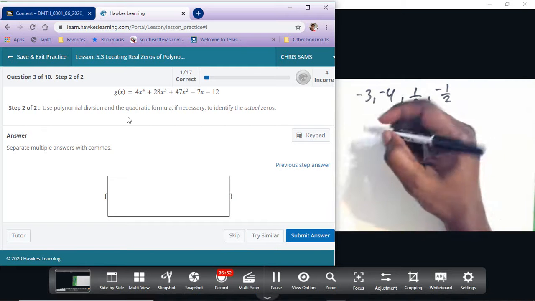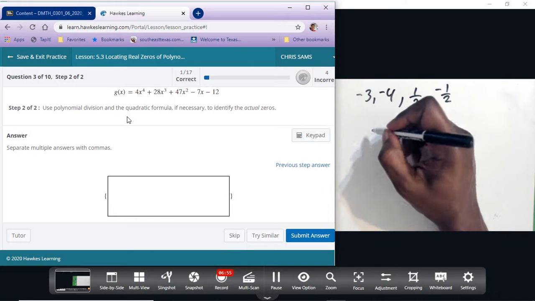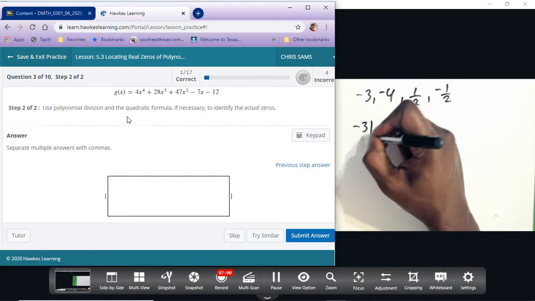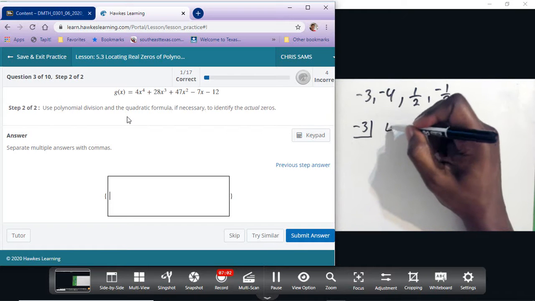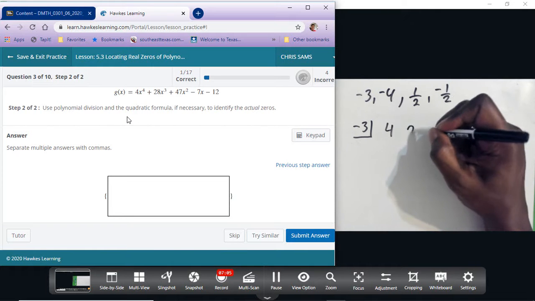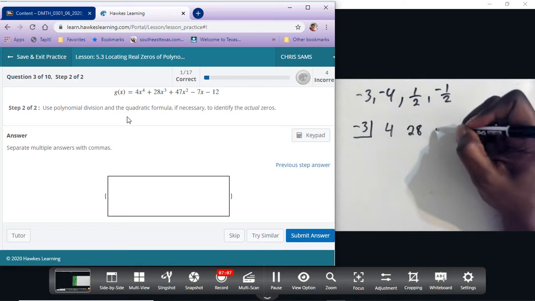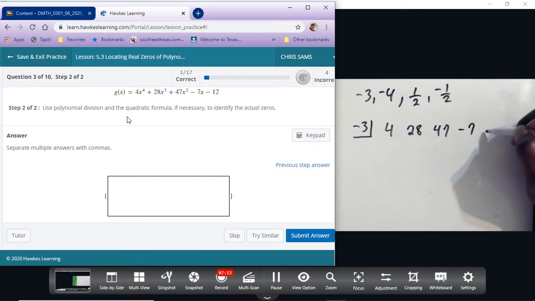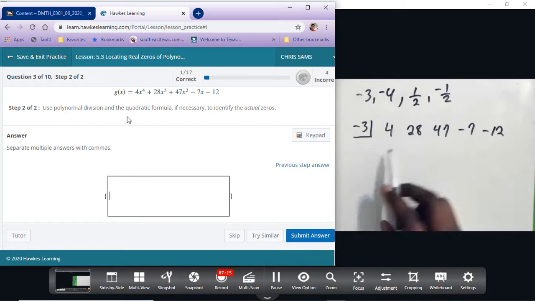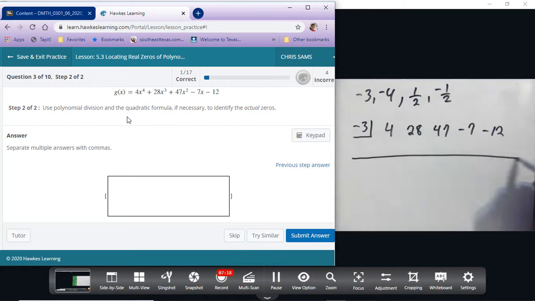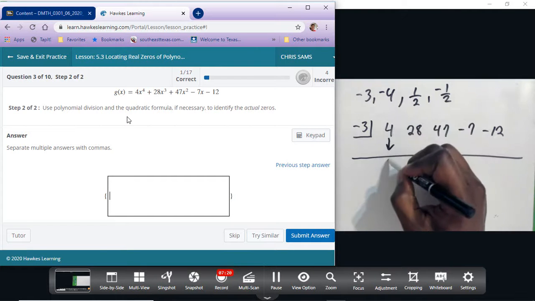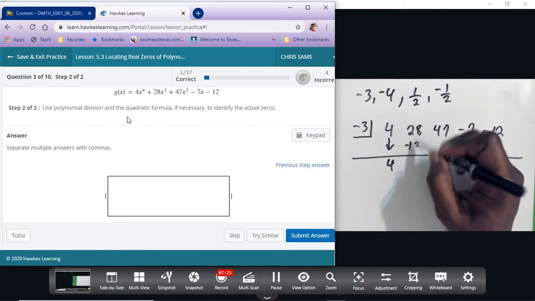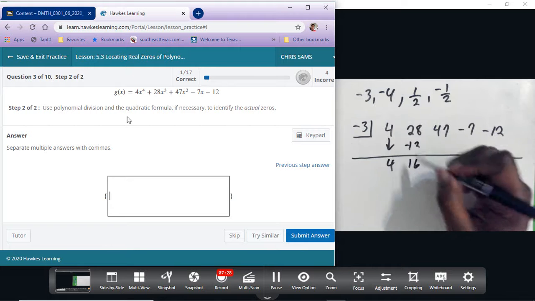Alright, so we're going to do synthetic division. So we're going to try -3 first. So we have 4 as our first coefficient, 28, and then 47, and then -7, and then -12. Okay, I did check we weren't missing any terms. So from here you always bring the first term straight down. -3 times 4 is -12. Subtract and we get 16.